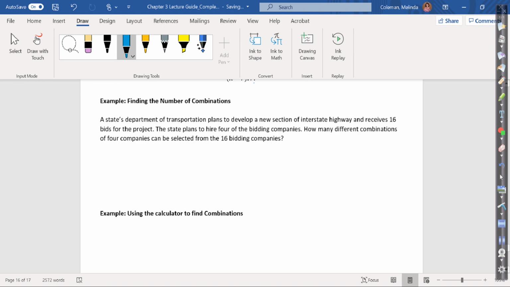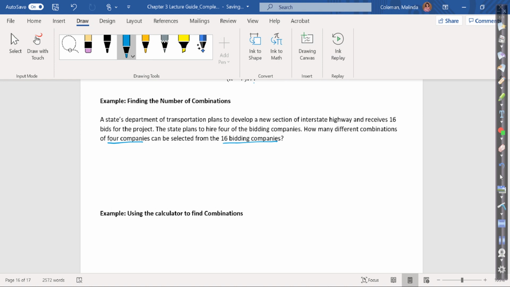So a State Department of Transportation plans to build a new section of interstate highway and receives 16 bids for the project. The state plans to hire 4 of the bidding companies. How many different combinations of the 4 companies can be selected from the 16 companies? So think about now, does order matter?